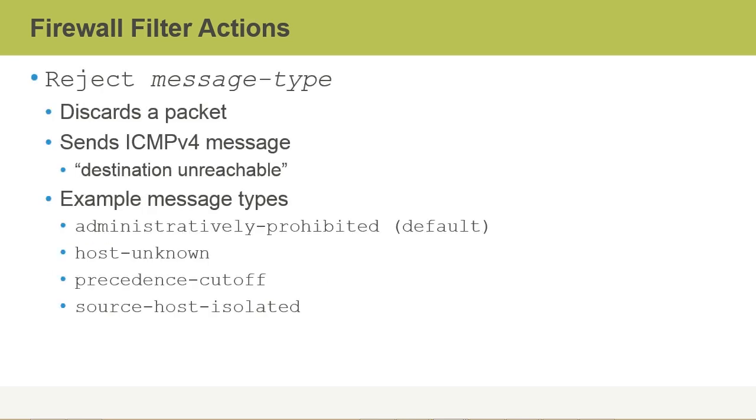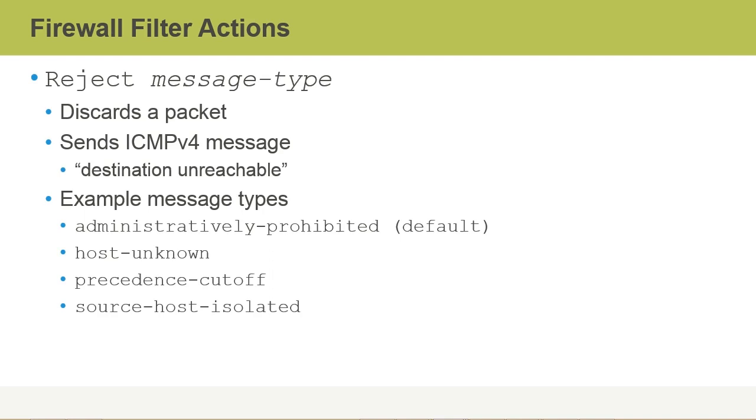Now, if you'd rather send a reply back, we can use the reject action, and then you specify as a parameter after the reject action the message type that you want to send back. And there's a number of different message types that you could specify. There's a default message type of administratively prohibited, which means that there is an error message sent back indicating that, sorry, this is not allowed.